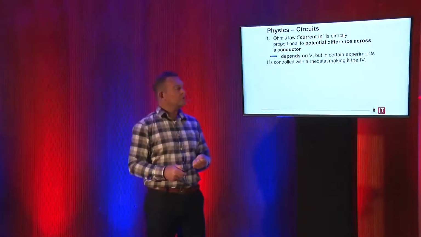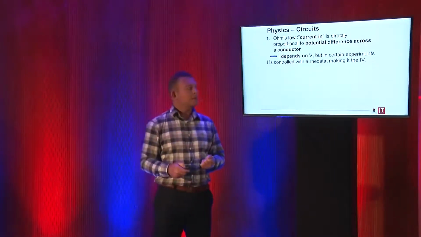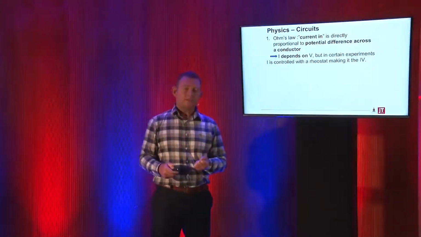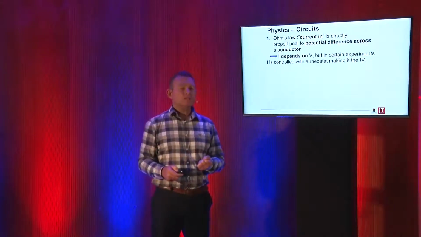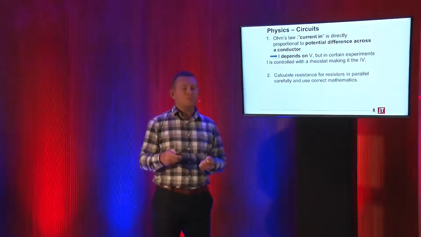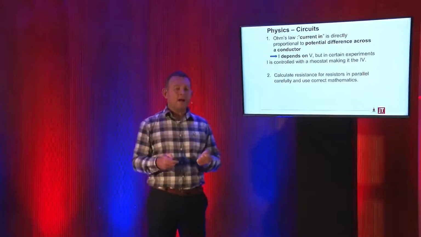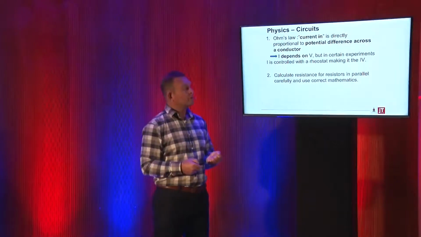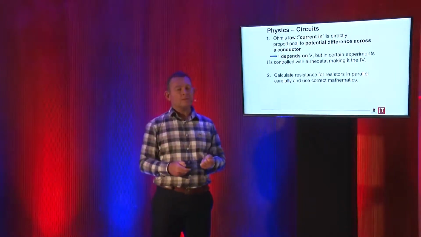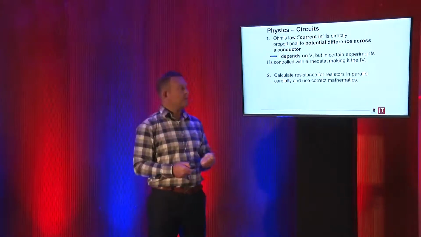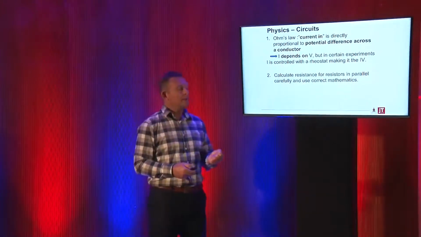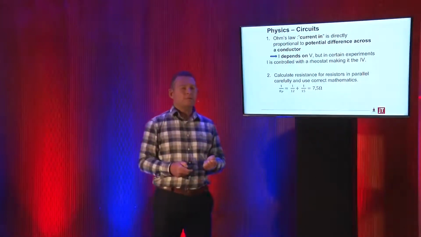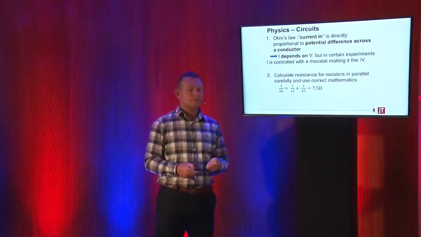So if you're looking just at Ohm's law, I, the current, depends on the voltage. But I must clarify, in certain experiments, it's possible to arrange that the current is controlled by using a variable resistor. So we can control the current, and then the current becomes the independent variable, and we would draw that on the x-axis.